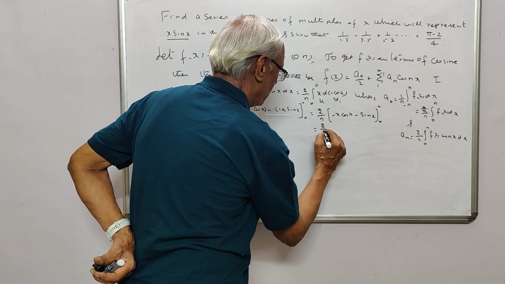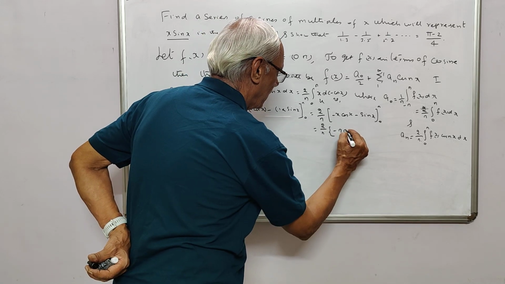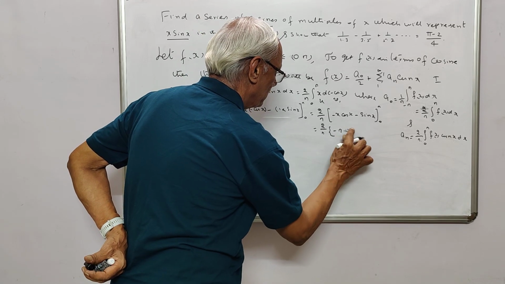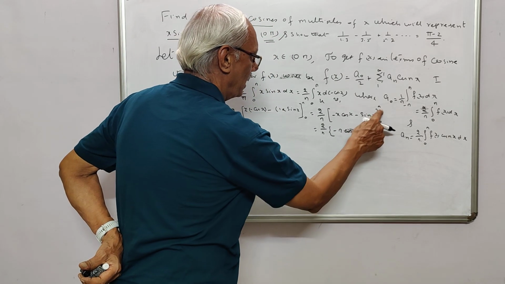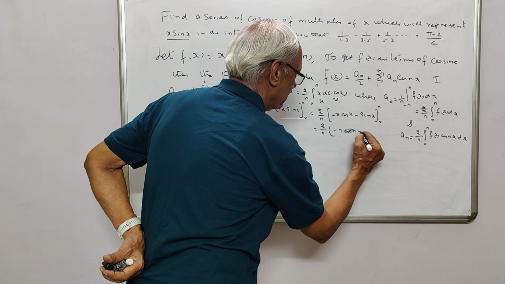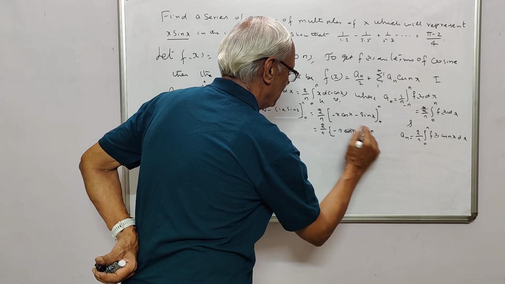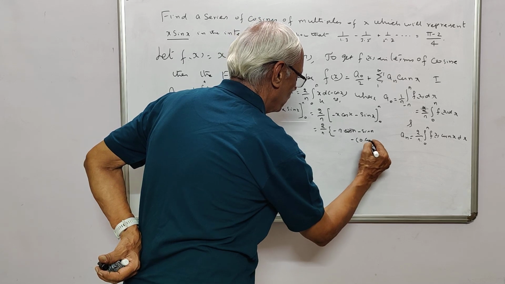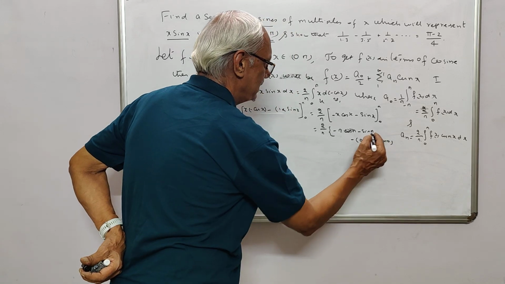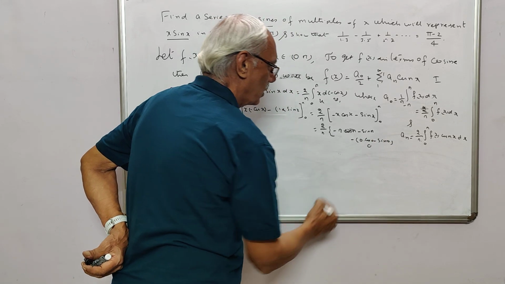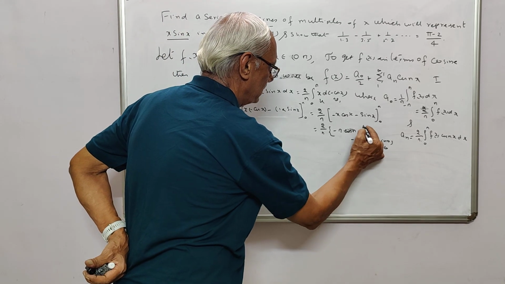That is 2 by pi. It is minus pi. Apply the upper limit, so it is cos pi, minus sin pi. Then apply the lower limit: 0 into cos 0 minus sin 0. So this is 0. Cos 0 may be 1, but 0 into anything is 0. Sin 0 is 0. This is 0.